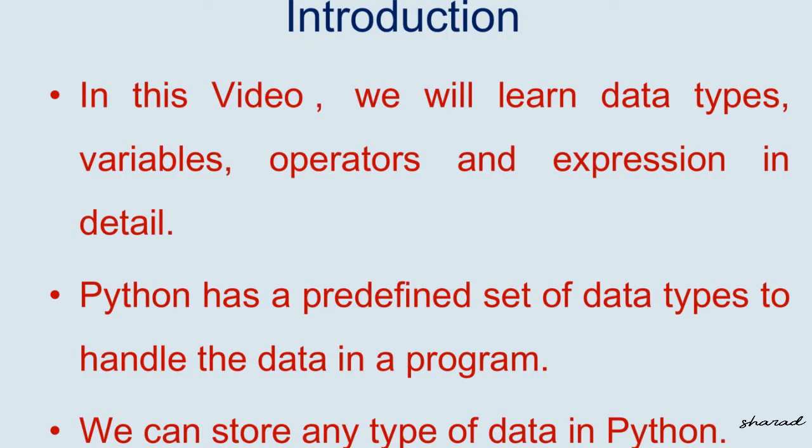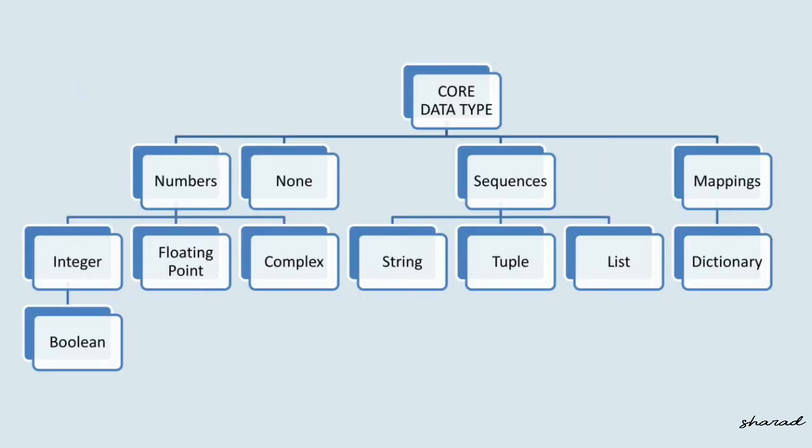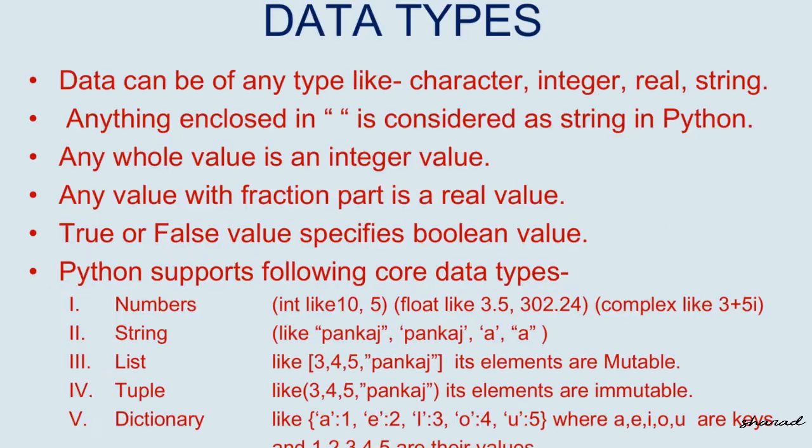Python has a predefined set of data types to handle the data in a program. We can store any type of data in Python. Data can be of any type. It can be character, integer, or real number, complex number, or string. Anything that is enclosed in inverted commas is considered as a string in Python. Any value with fraction part is a real value. True or false specifies Boolean value.